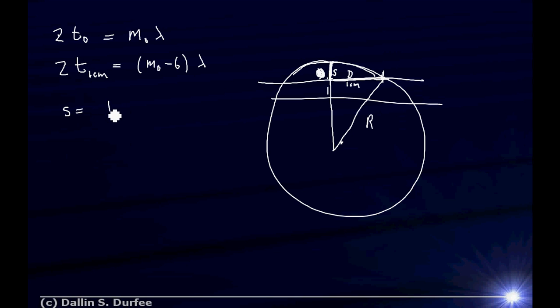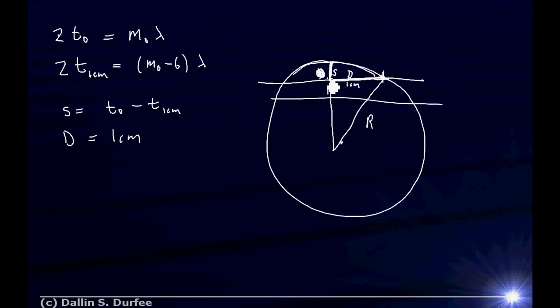S is going to be equal to the thickness at the center minus the thickness at 1 centimeter off this way. And D is going to be our 1 centimeter, right? And so what we have to do is find R. So if I look at this guy right here, I've got a right triangle, and I can use Pythagorean's theorem.